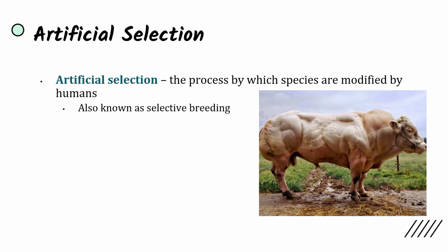Artificial selection is the process by which species are modified by humans, also known as selective breeding. So instead of traits being chosen because they allow an animal to survive and reproduce within an environment, as in natural selection, artificial selection is when humans choose whichever traits they want to be expressed and breed animals that have those traits in order to create more animals with those traits. And that's why it's called selective breeding, because you're breeding select individuals in a population in order to obtain the characteristics and traits that you want.